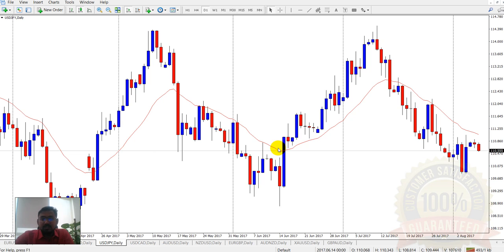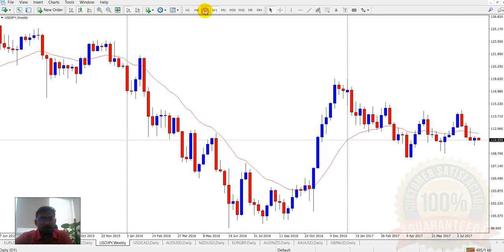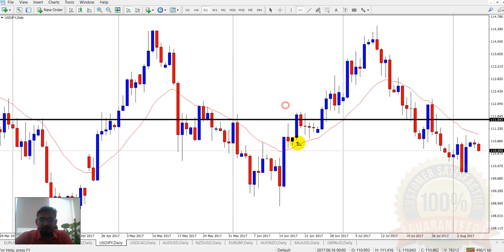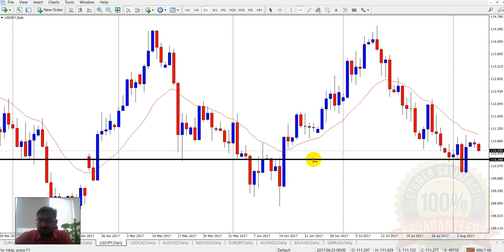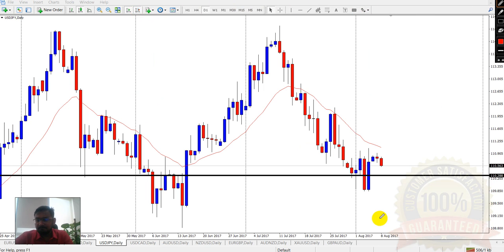And USD JPY, actually this is a very good valid key level. So what I will do is, on any pullback with a confirmation, I'll become a buyer. I see more uptrend for this dollar yen.